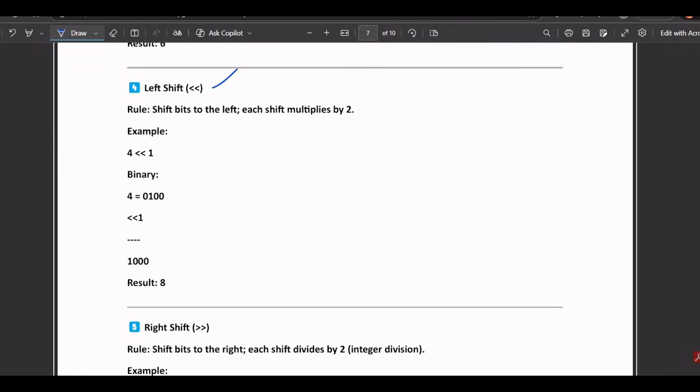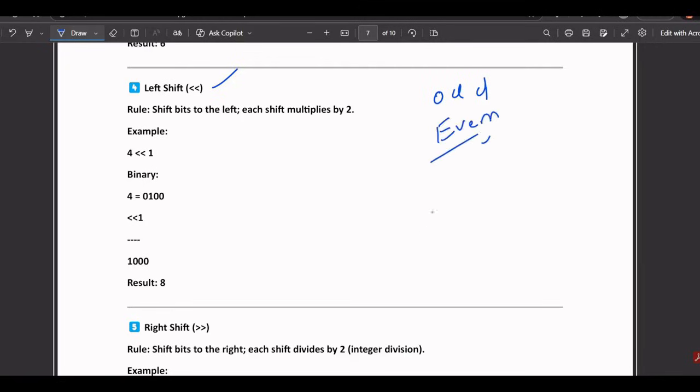Talking about the left shift, again an important topic, but very easy. If you want to perform the left shift, you don't need to actually perform the whole thing. I'll just tell you how we do it. Basically there are two types of number: either it will be odd, or it will be even.